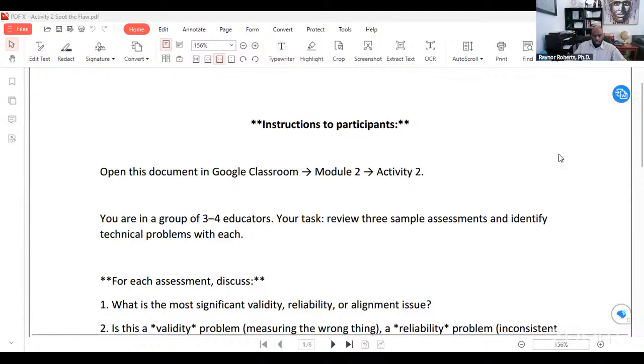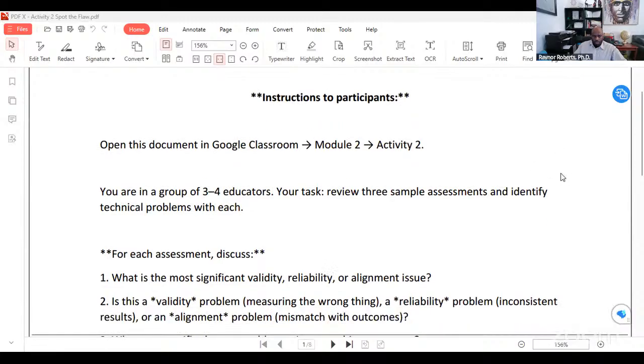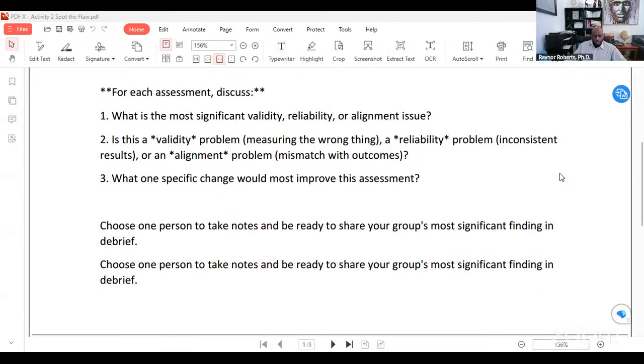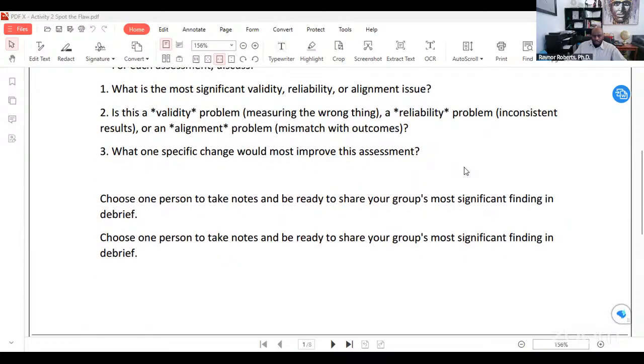All right. I think you guys see my screen now. This is the same document you have in the Google Classroom. So here are some of the discussion points. What is the most significant validity, reliability, or alignment issue? Is this a validity problem, measuring the wrong thing, a reliability problem, inconsistent results, or an alignment problem, mismatch with outcomes? What one specific change would most improve this assessment?